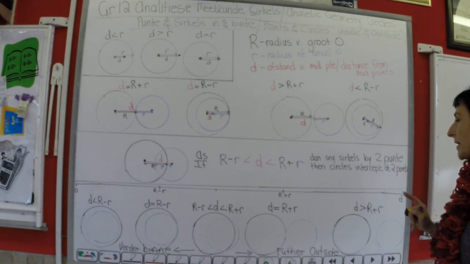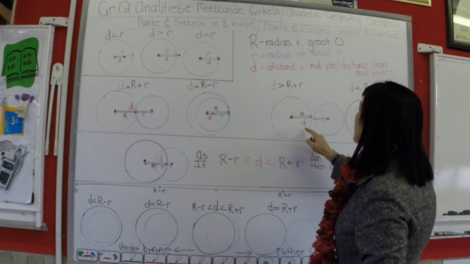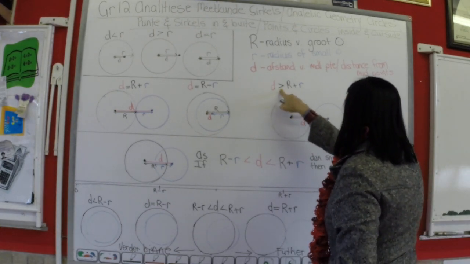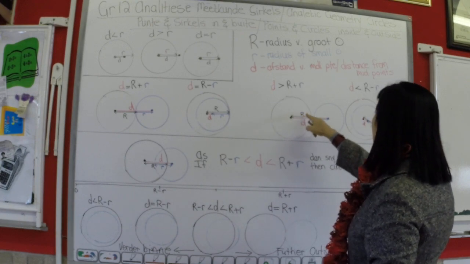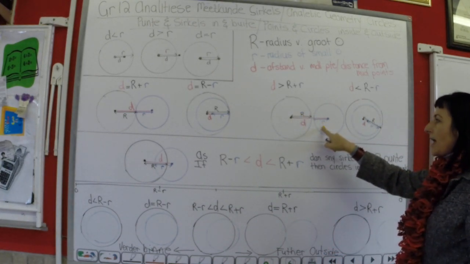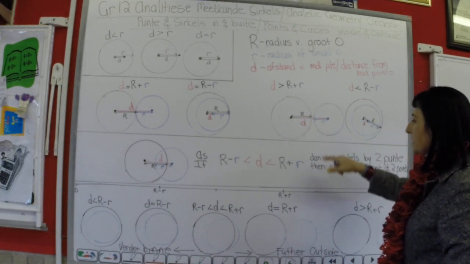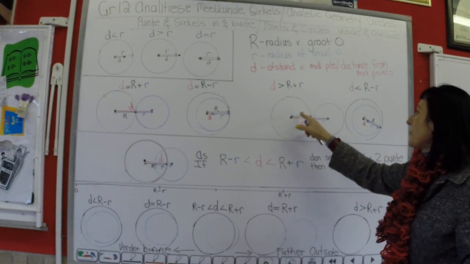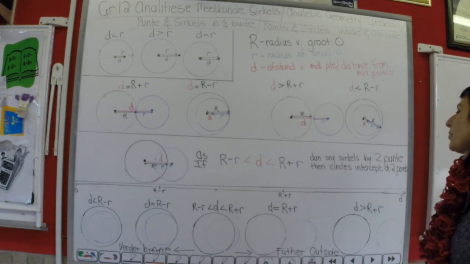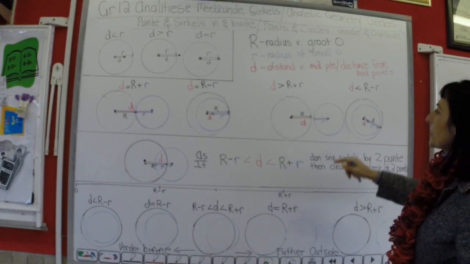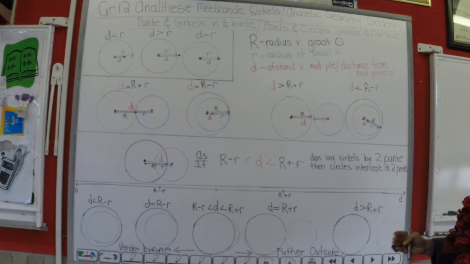So now we can say, that D is definitely greater than R plus r. Definitely, that distance between the 2 midpoints is bigger than the big R plus small r. That's when the small circle is a distance away from the bigger circle.